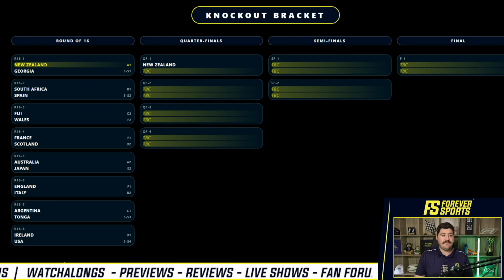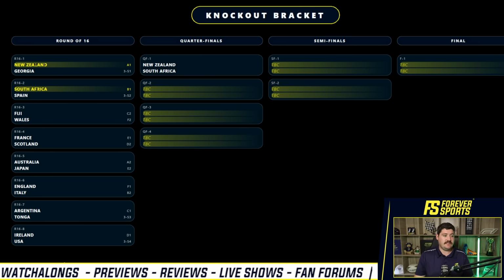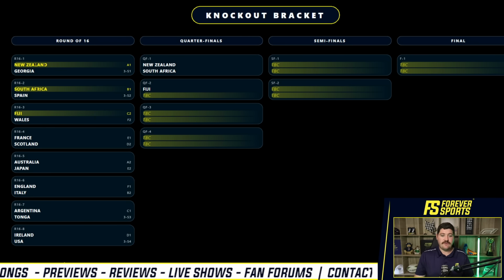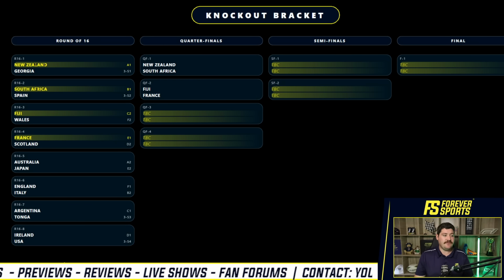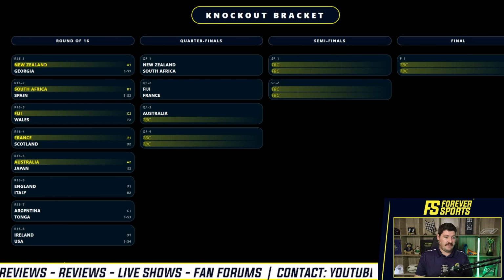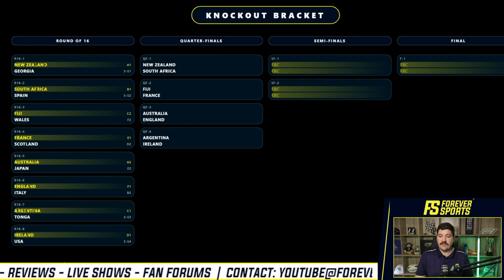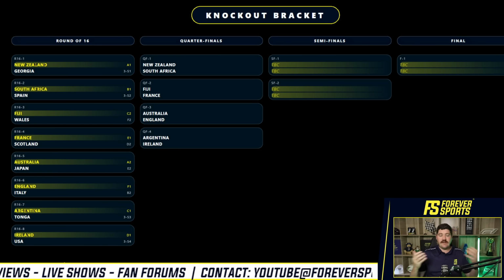And we're saying that South Africa beats Spain, so they go into the quarterfinals there. Then we're going to say Fiji, currently ranked higher than Wales, win that game. France, currently ranked higher than Scotland, win that game. Australia and so on. So we're basically going with all the home teams winning their round of 16 games.